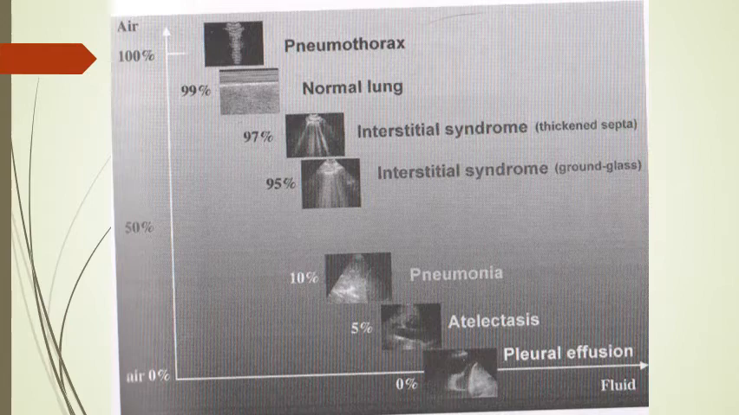Again, we see this as there is more and more consolidation being formed. In other words, there's more and more fluid within the lung and less air. And finally, until we get down to where there is absolutely no air, and in fact the lung is now surrounded by a pleural effusion.